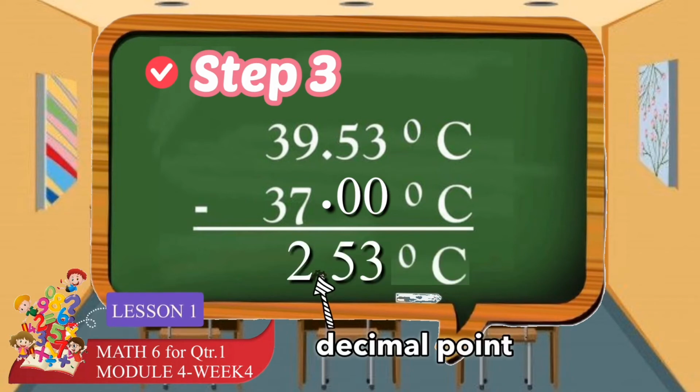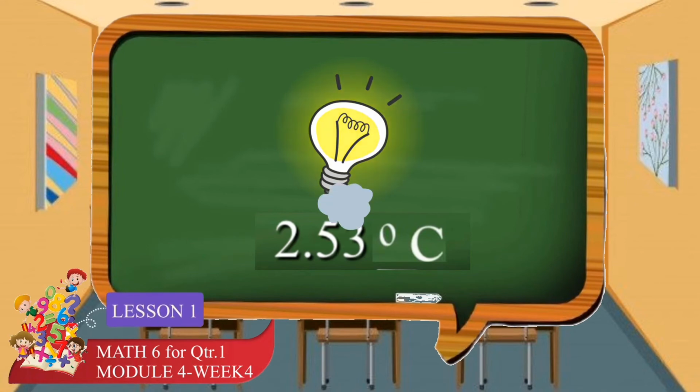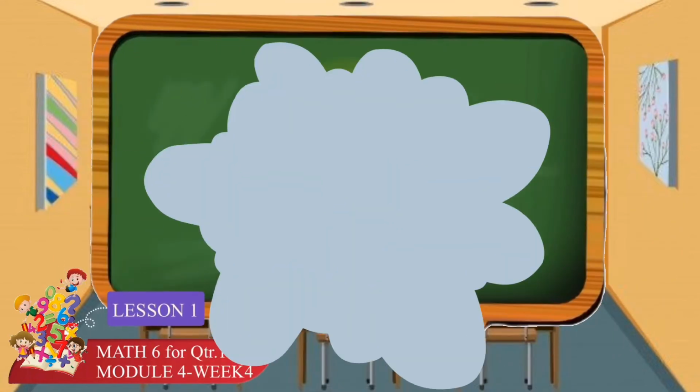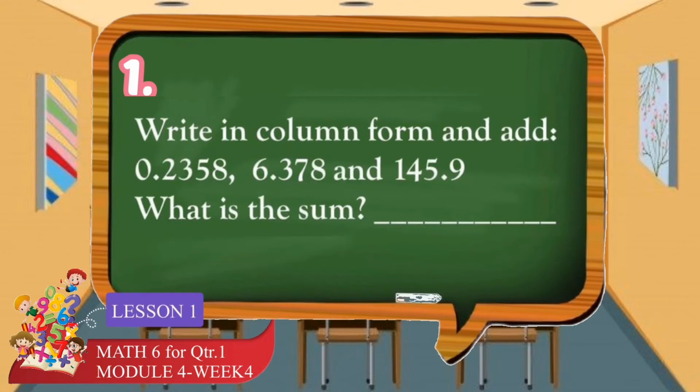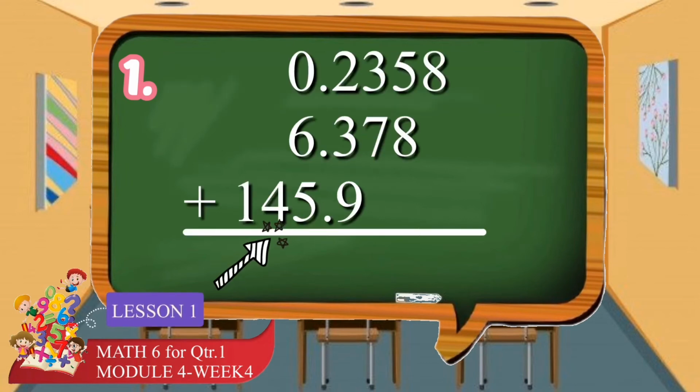Right, it's 2.53 degrees Celsius. The temperature of the third person is 2.53 degrees Celsius greater than the normal body temperature. Let's try this activity. Write in column form and add 0 and 2,358 10,000s, 6 and 378,145 and 9/10. Now, what is the sum?